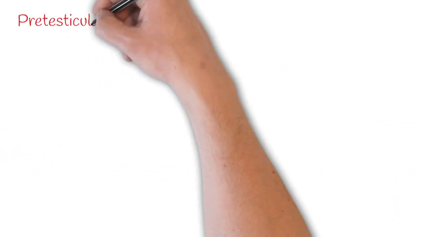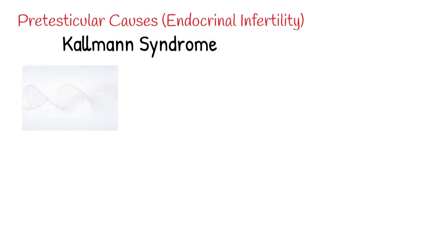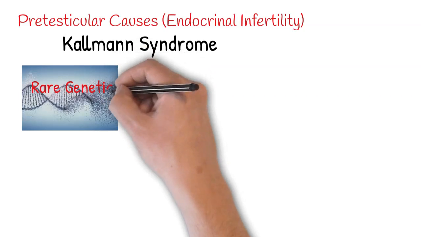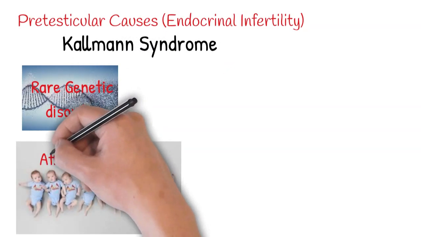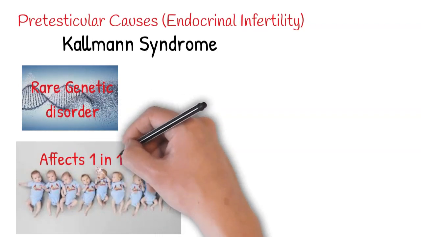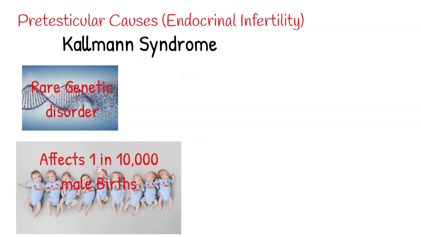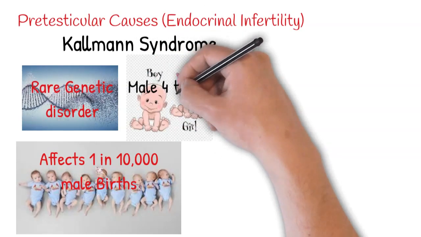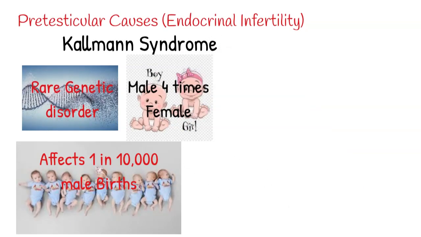هنبدأ بالبريتستيكولار causes of male infertility أو endocrine infertility، وهنبدأ بحاجة أشهرها اللي هما الكالمان سيندروم. إيه هو الكالمان سيندروم؟ ده عبارة عن rare genetic disorder which is affecting 1 in every 10,000 male pairs. Male to female ratio, male is 4 times more affected than female. What is the pathogenesis of Kallman syndrome?